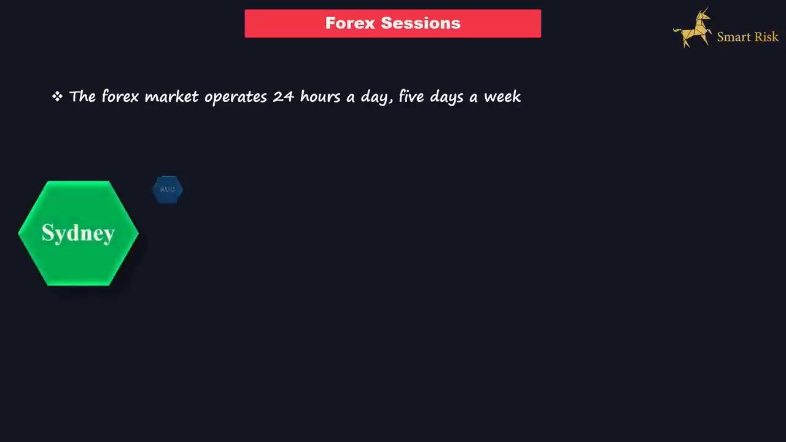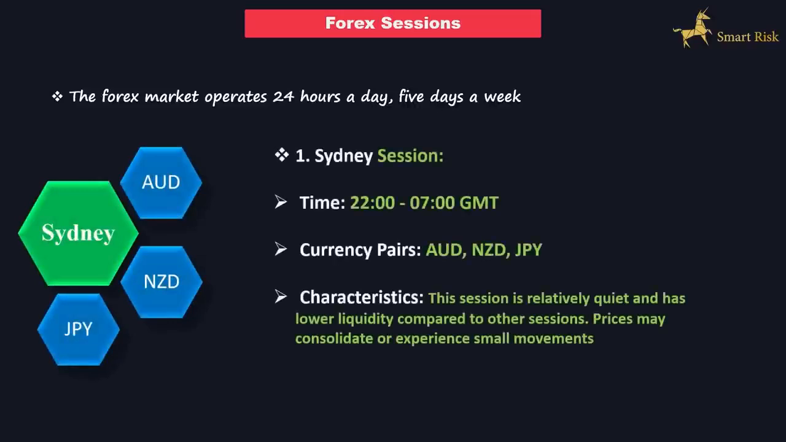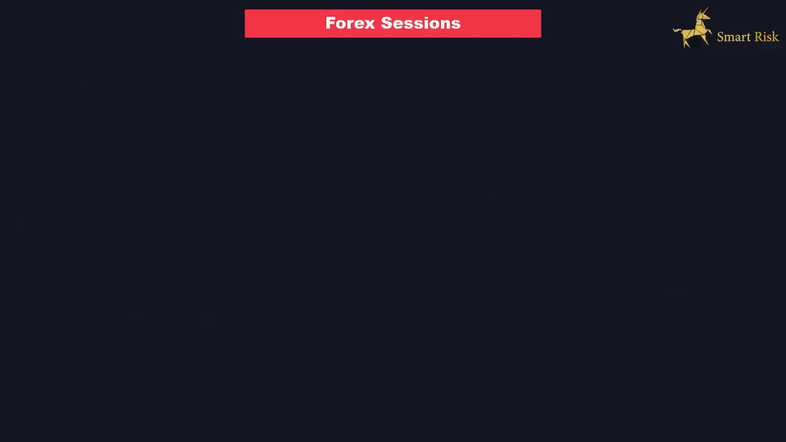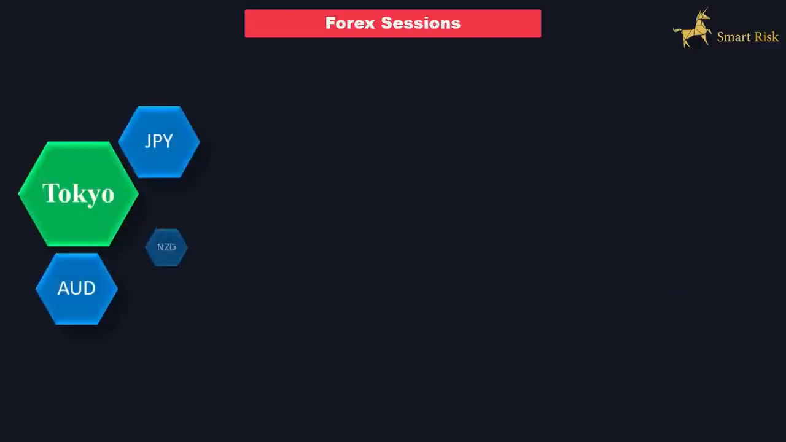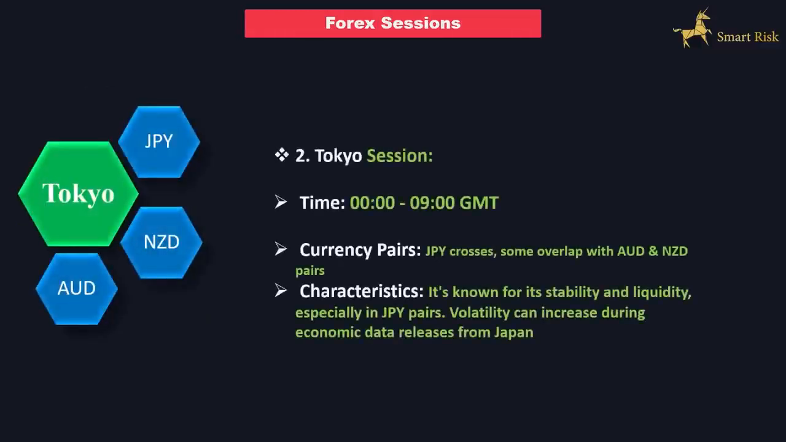The first is the Sydney session, which runs from 10 p.m. to 7 a.m. in the GMT time zone. This session mainly involves 3 currency pairs: the Australian dollar, New Zealand dollar, and Japanese yen. Next is the Tokyo session, which also runs from 10 p.m. to 7 a.m. in the GMT time zone. The primary currency involved in this session is the Japanese yen. Additionally, there is some overlap with the Australian dollar and New Zealand dollar pairs.